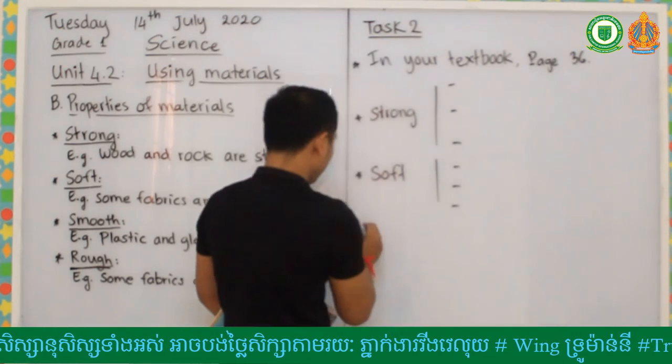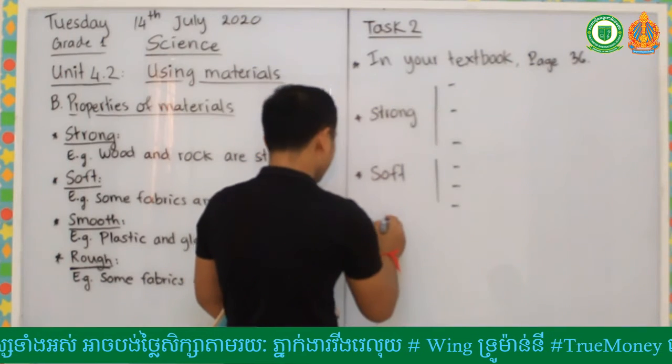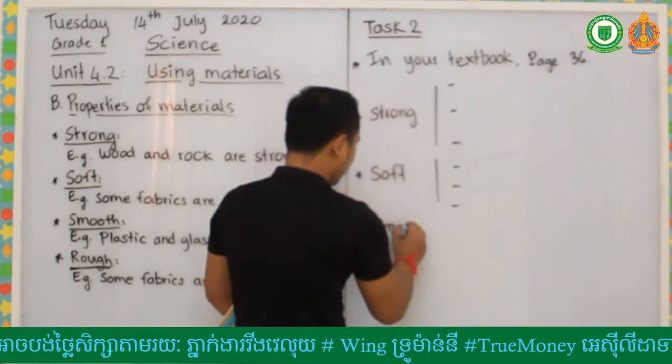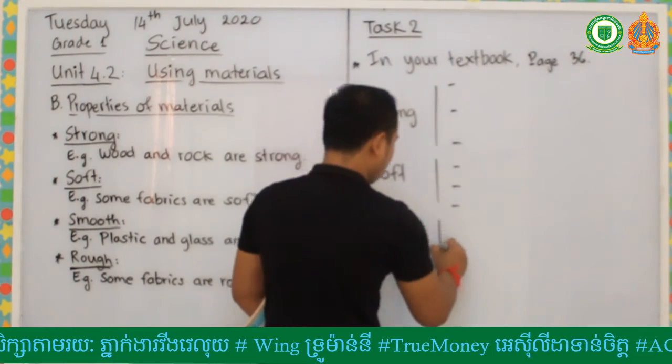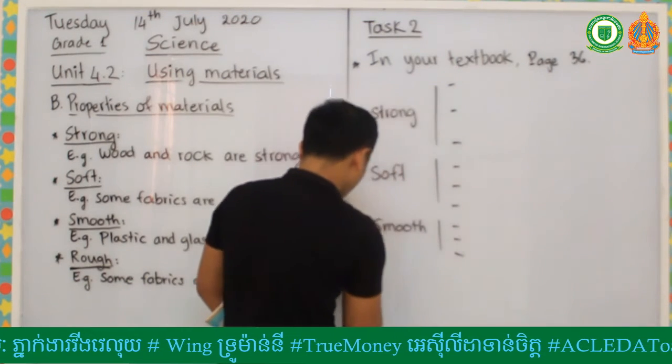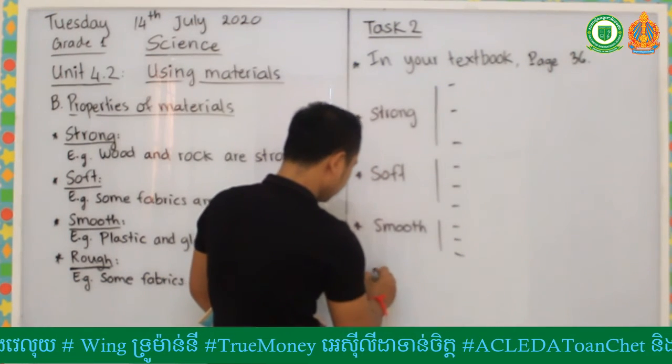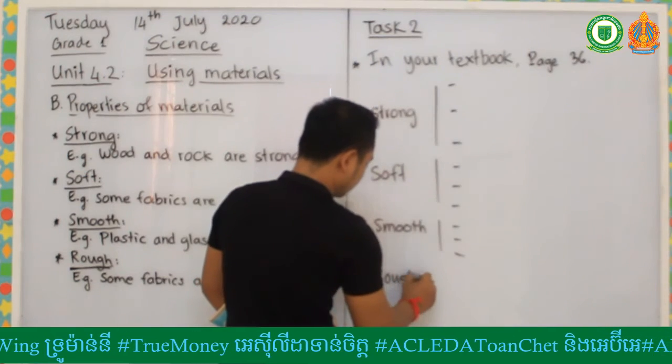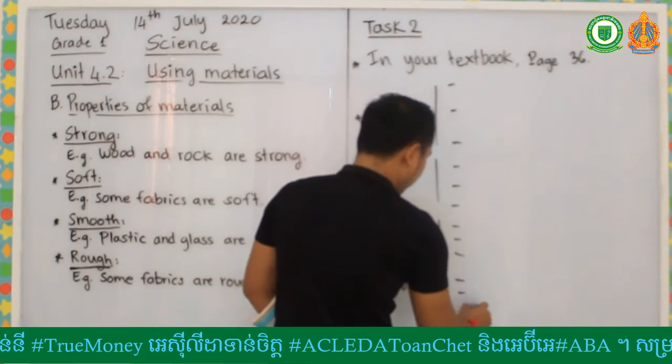Okay, you can find our smooth. So where are the materials that are smooth? Find three materials as well, and rough. Okay, find three as well.